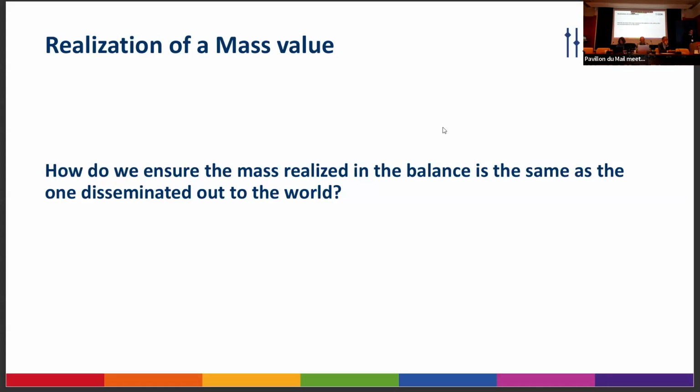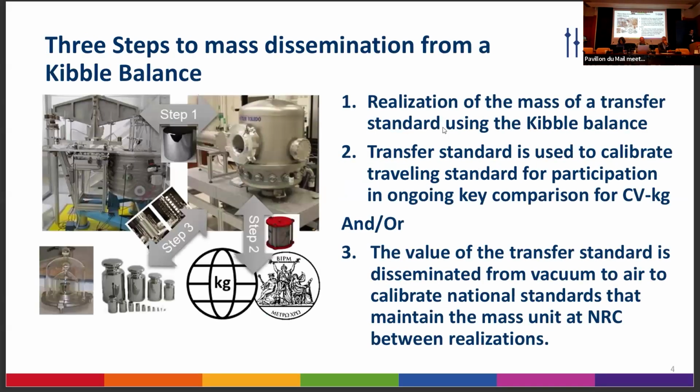So how do we ensure that the mass realized in the Kibble balance is the same as the one disseminated out to the world? So all the hard work we do will be transferred directly over and give benefits to everybody else.